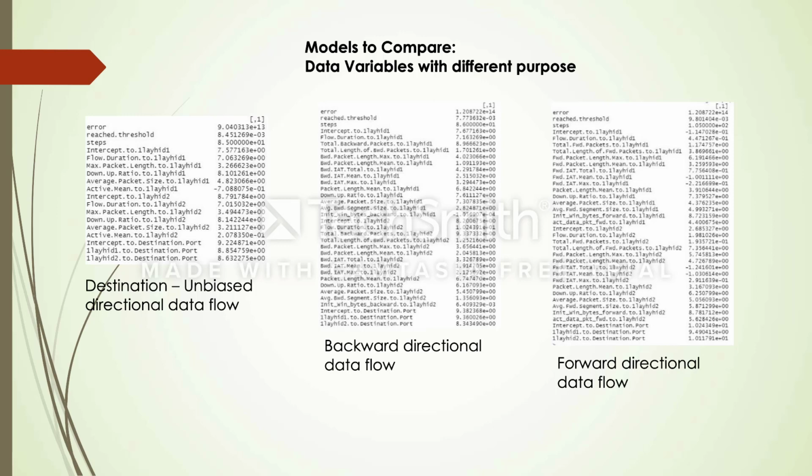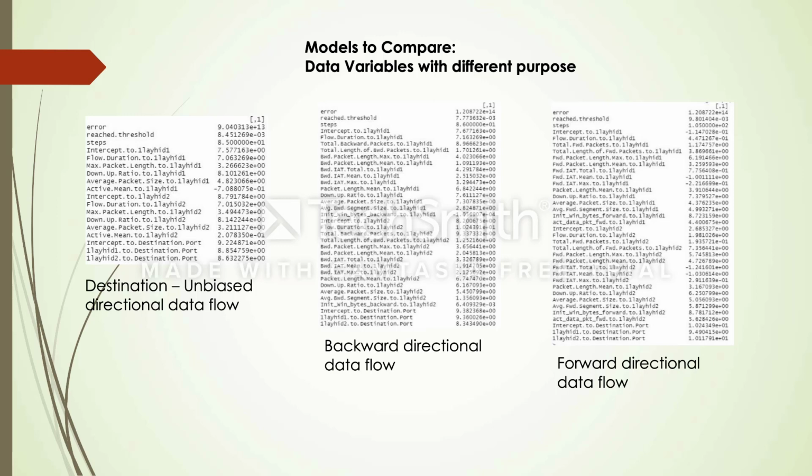For the forward type models, it was found that these variables contributed the most: forward IAT total, forward IAT mean, forward packet length mean, initial bytes forward, total length of forward packets, total forward packets, down-up ratio, average packet size, flow duration, and forward packet length max.